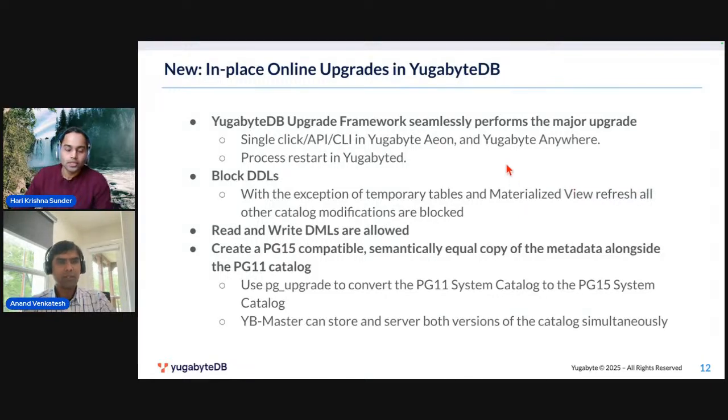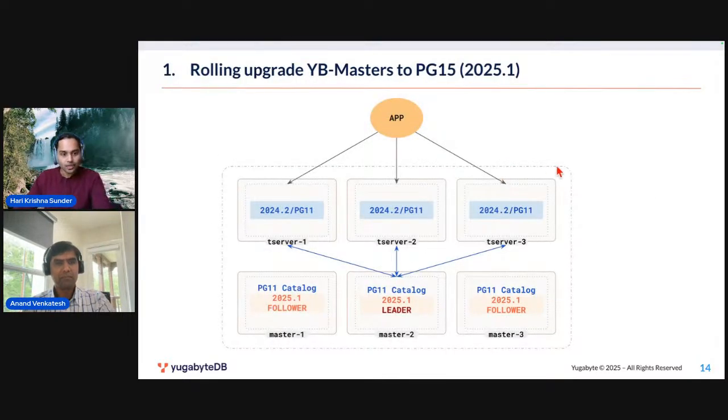All right. So here's the same example from before, but the first step is we're going to upgrade the masters. So we're going to move the masters from 2024.2 to 25.1. Right? They're still going to have the PG11 version of catalog. Again, master doesn't have Postgres, it's storage only. The storage layer doesn't really care.